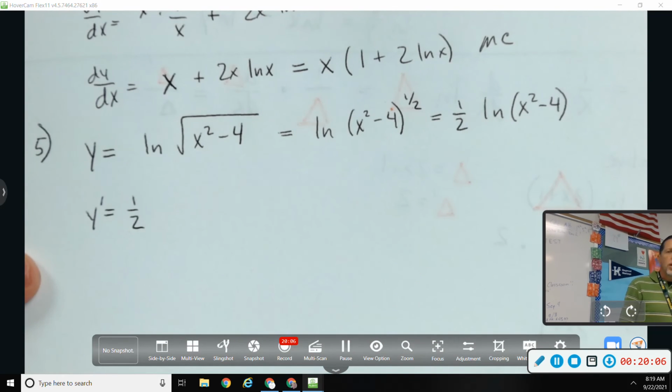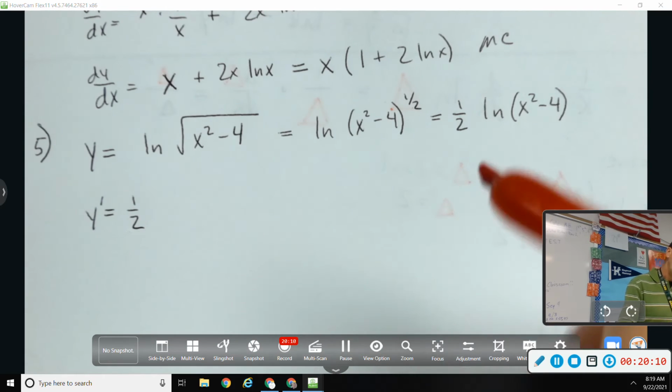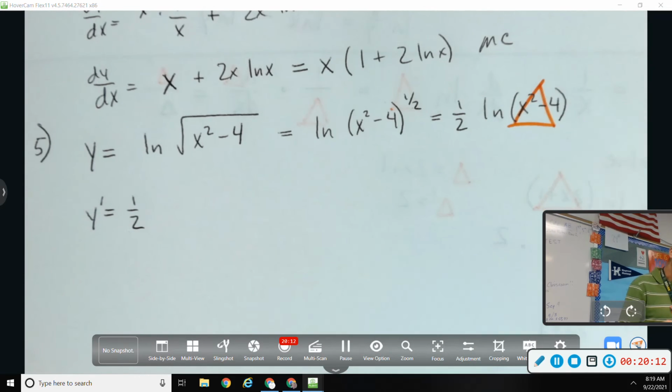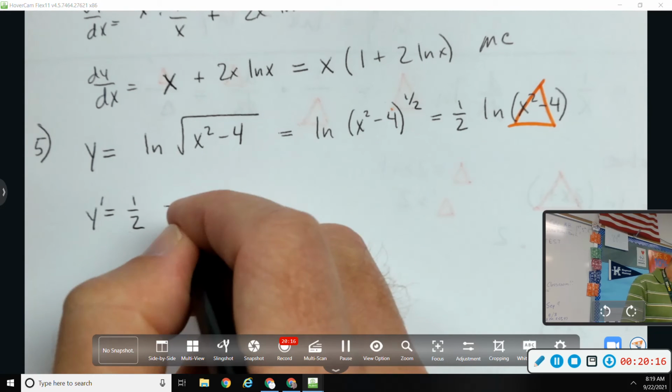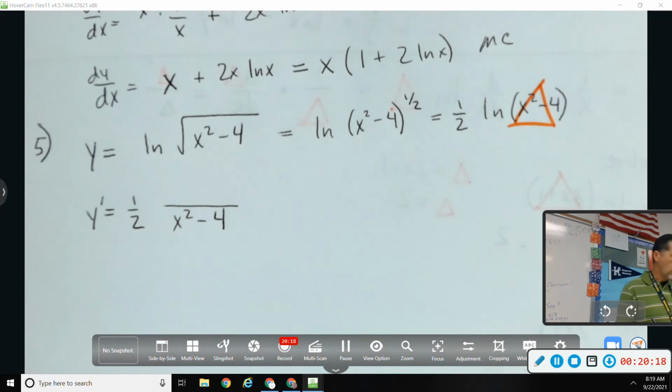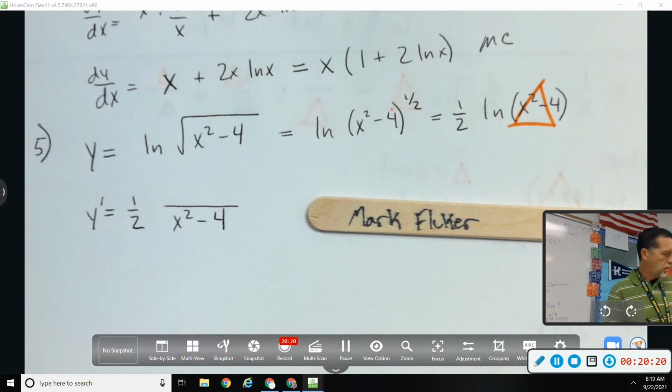So 1/2 is out front. We need to think about orange triangles. The orange triangle goes in the bottom. X squared minus 4. Mark, what goes in the top?